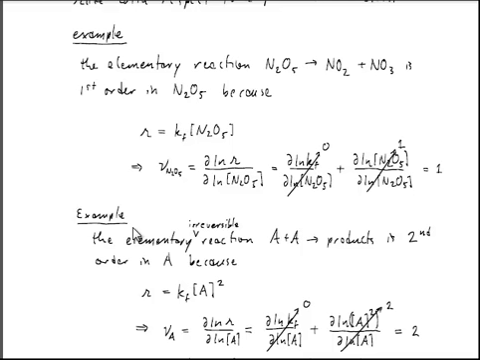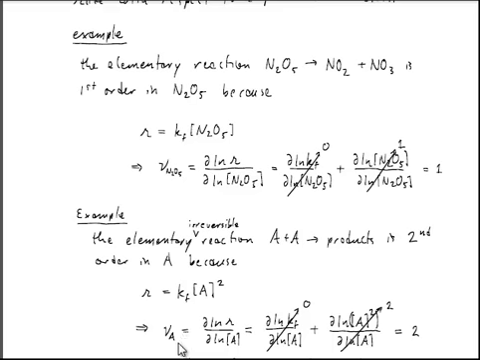Another example, slightly more difficult perhaps, is the elementary irreversible reaction A plus A goes to products. So this is second order in A because the rate law, if this is an elementary reaction, must be K forward times the concentration of A squared. So when you take the log of the rate, you get the log of K forward, which is concentration independent, and that term vanishes. You also get the log of A squared, which is equivalent to 2 times the log of A by the properties of logarithms. And so the derivative of the log of A squared with respect to the log of A concentration is just equal to 2. So the reaction then is second order in species A.